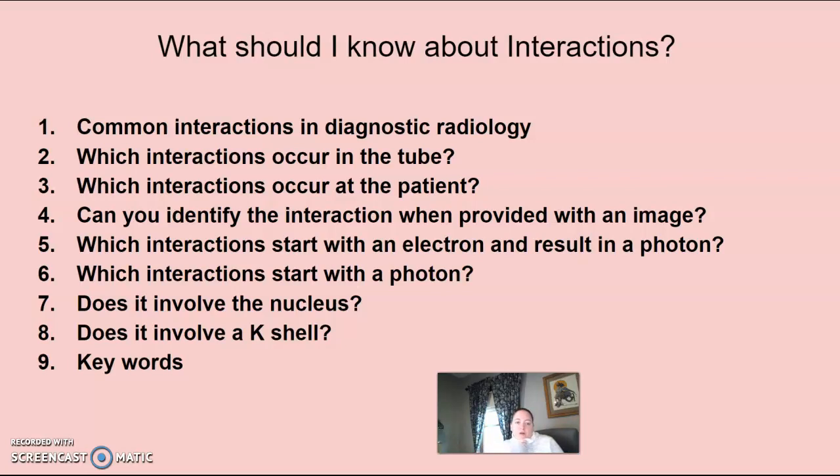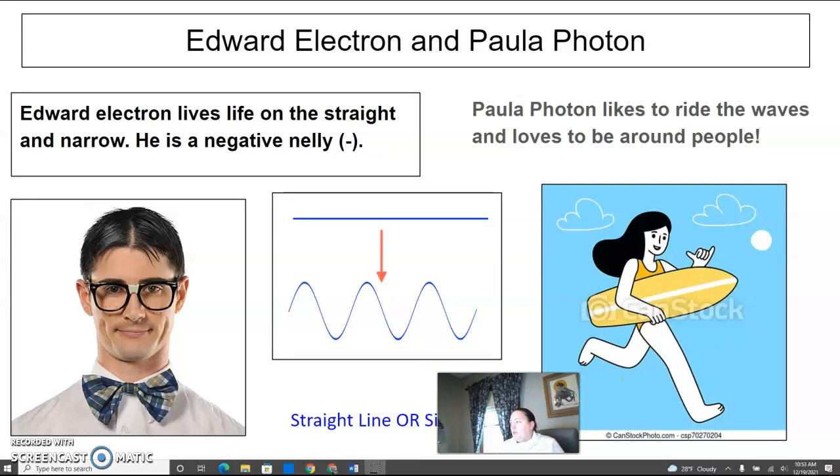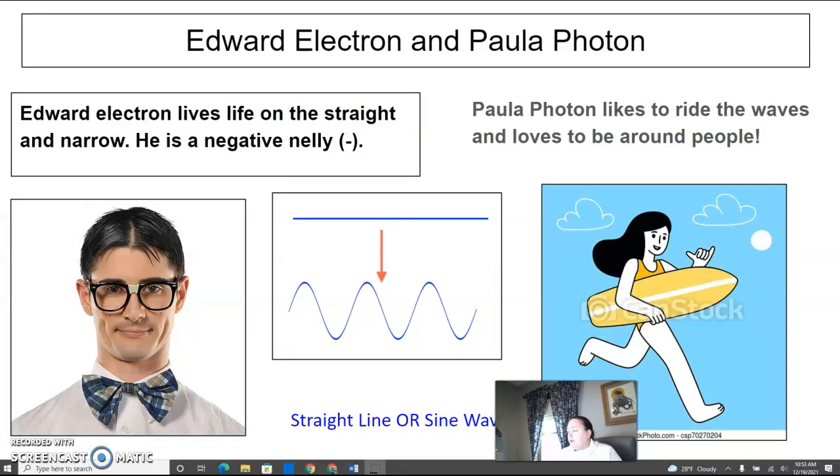Some tips are knowing if the interaction is starting with an electron and resulting in a photon, or is it an interaction that's starting with a photon? Does it involve the nucleus, or does it involve the K shell? And then we'll go over some key words to help you with the word questions. Okay, so I'm going to introduce you to my two friends, right?